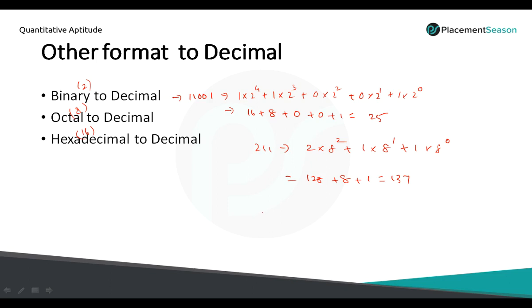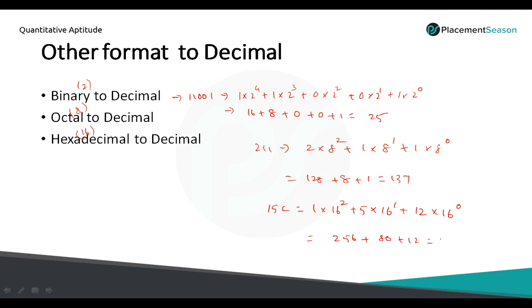Similarly, if you want to convert the hexadecimal to decimal number, let's take an example, 15C. So 1 into 16 plus 5 into 16. The corresponding decimal equivalent of C is 12. 12 into 16. Write the power value from right to left: 16 power 1, 16 power 2. So 16 square is 256, plus 16 into 5 equal to 80, plus 12.